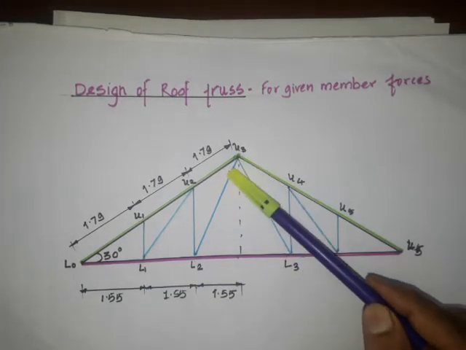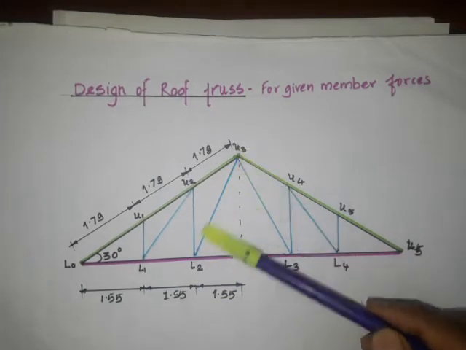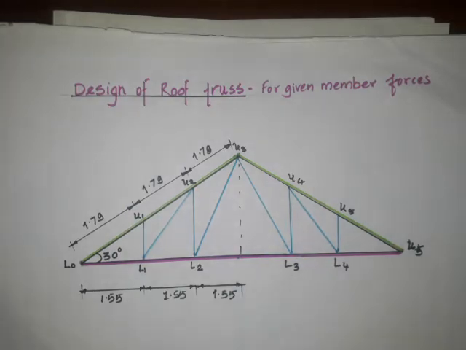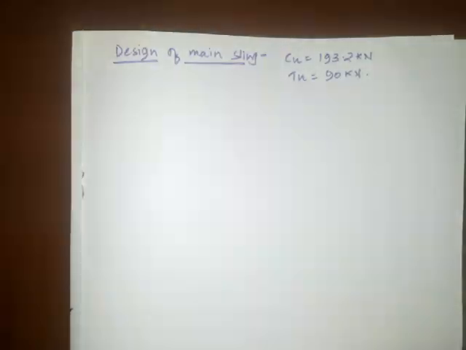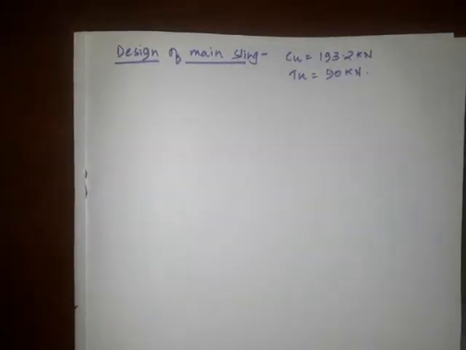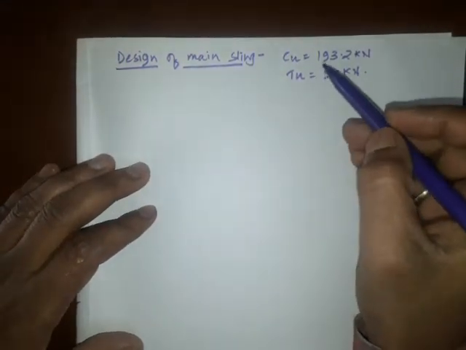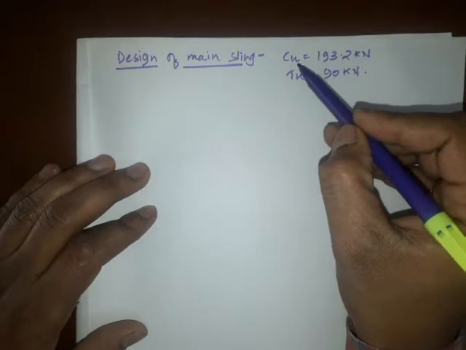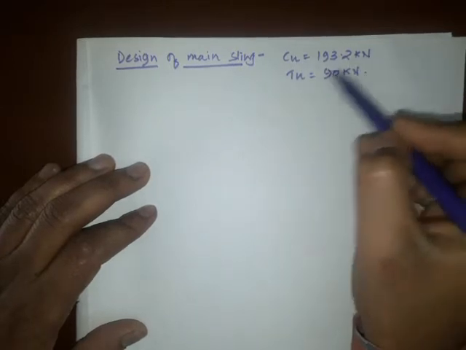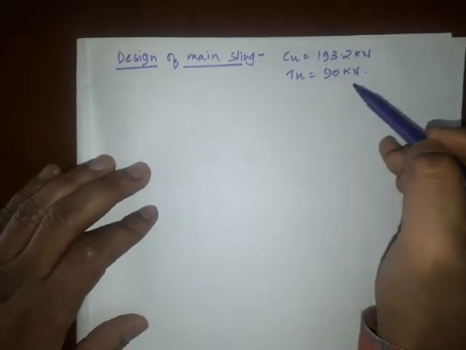So the next part is the design of main sling member. Okay. So we are going to start with the design of main sling, that is U2 U3. So the forces are here. Cu, that is the compression force, is 193.2 kilonewton. The tensile force is 90 kilonewton.